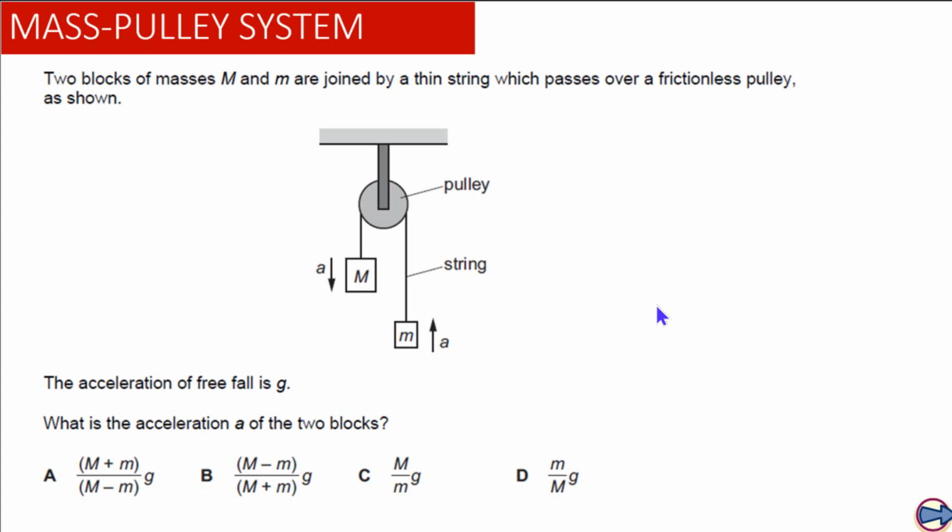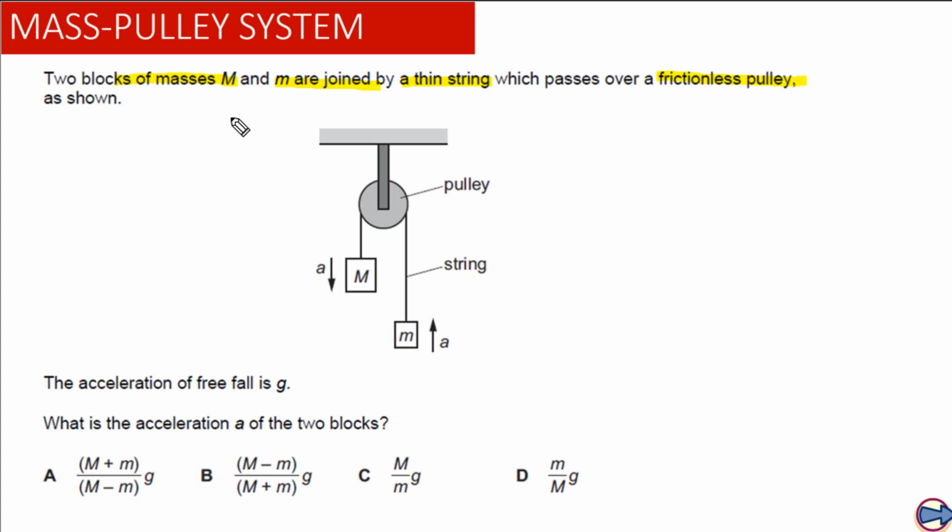Let's try to find out what is given to us for this question and what we need to find. In this question, there are two blocks. One block has mass capital M, the other block has mass small m. They're joined by a thin string, meaning the string has no mass and is also inextensible. And the pulley is frictionless, meaning the pulley has no friction.